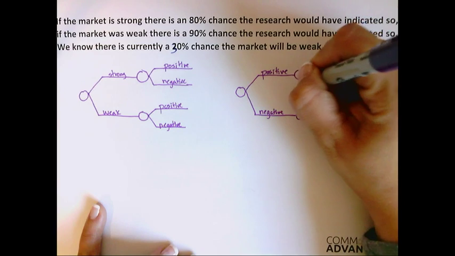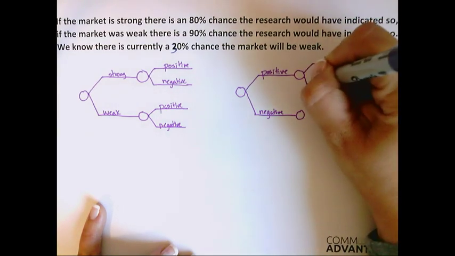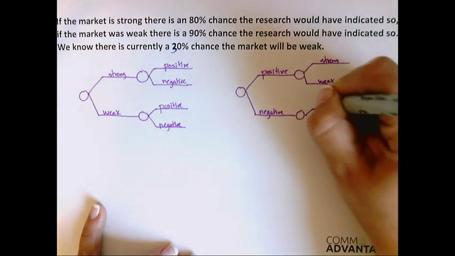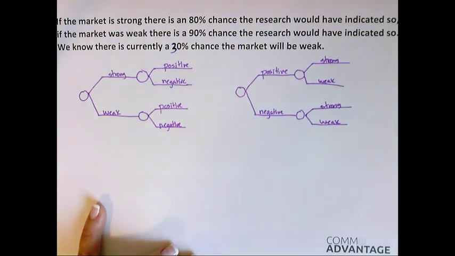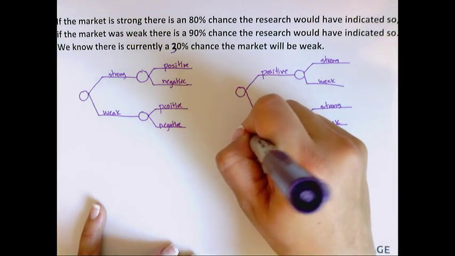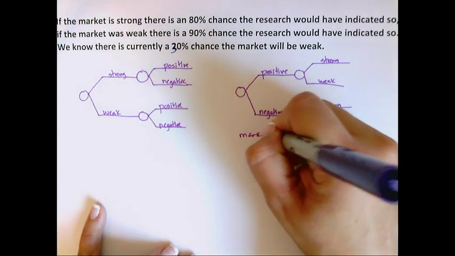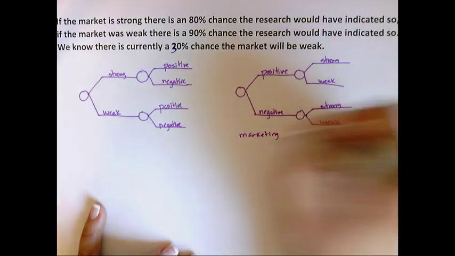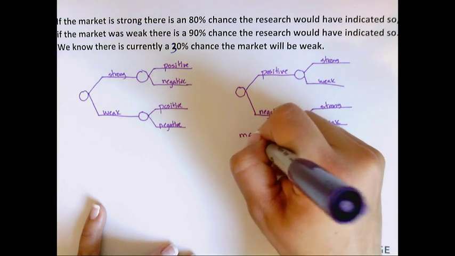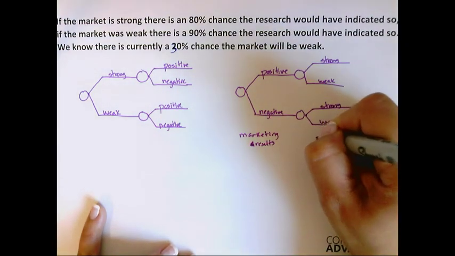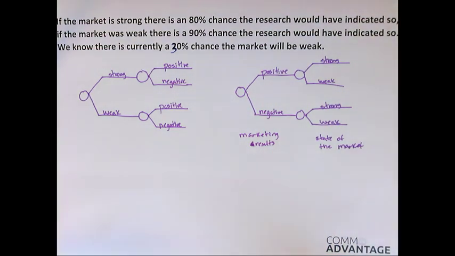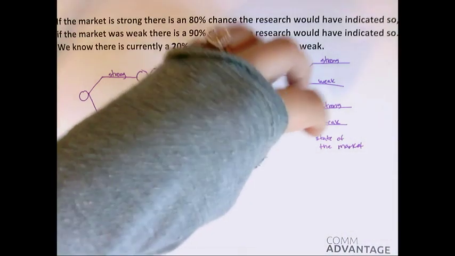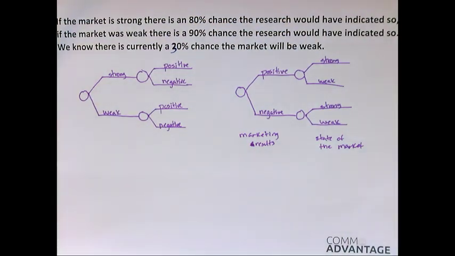So I can have strong, weak. This time I didn't mix up the order for you. Strong and weak, okay? So in the context of our sampling information, we always need it to be the market results, the marketing results, market research results, whatever you want to call it. And then the state of the market or the game or whatever's going on, okay? But we always want the research first. But in this situation, we're not given it in that regard.